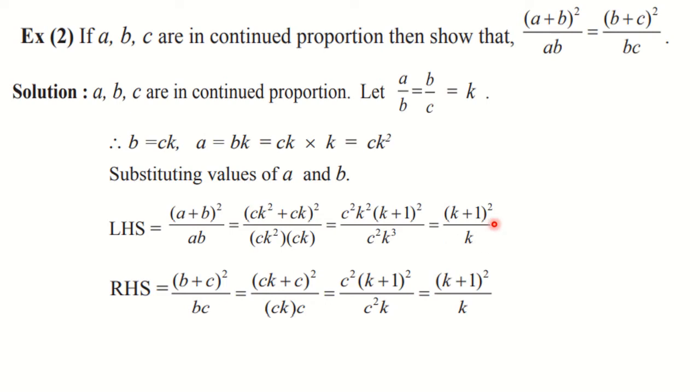Now observe, you got LHS and RHS exactly same, exactly equal. So what you can write down? Therefore LHS is equal to RHS and therefore the question here, whatever we want to show, that is proved. Okay, or that is proved by us. So you can write down therefore A plus B the whole square upon AB is equal to B plus C the whole square upon BC.